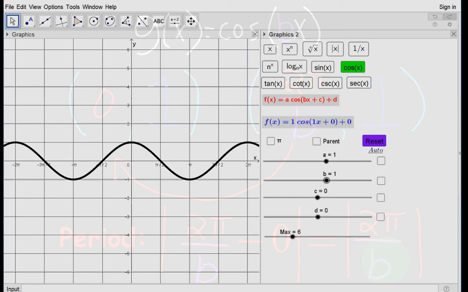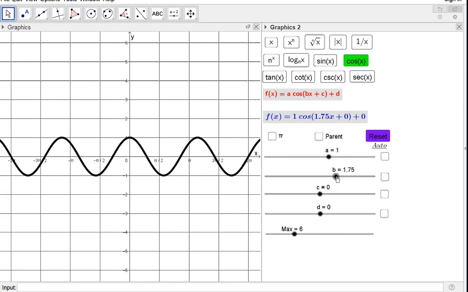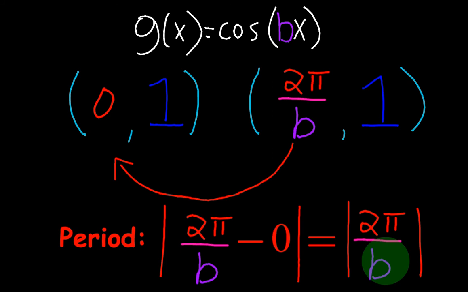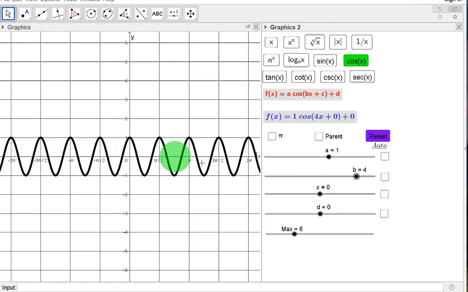I do want to go over some different cosine periods. So let's change this b value, for example, make it bigger. Let's make it 4. So if we do 2 pi over 4, that would be pi over 2, right? If b is 4 and we want to do 2 pi over b, it'd be 2 pi over 4, which is pi over 2. In fact, I will show that. Okay, so the period is absolute value of 2 pi over b. If I make b equal to 4 and plug in 4 for b, I get the period of pi over 2. Let's see if that works visually.